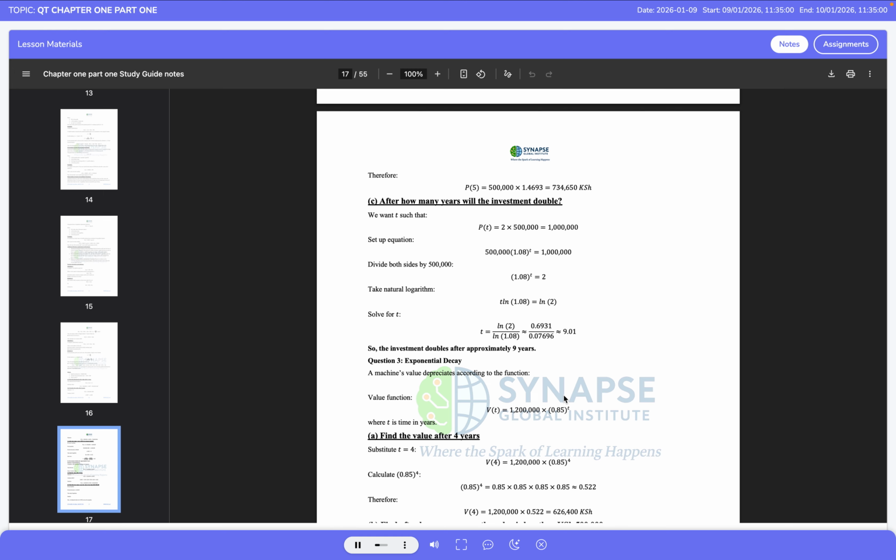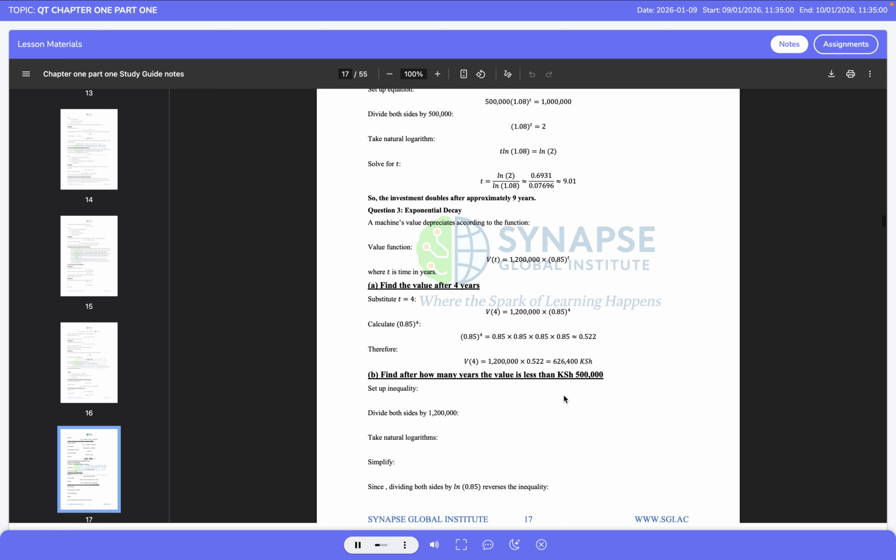Next, we examine exponential decay. A machine's value is given by V(t) = 1,200,000 × 0.85^t. After 4 years, V(4) = 1,200,000 × 0.85^4, which is approximately 626,400 shillings. To find when the value falls below 500,000 shillings, we set up an inequality and solve using logarithms.